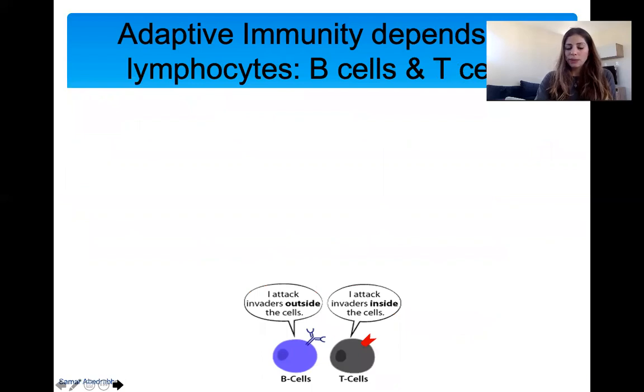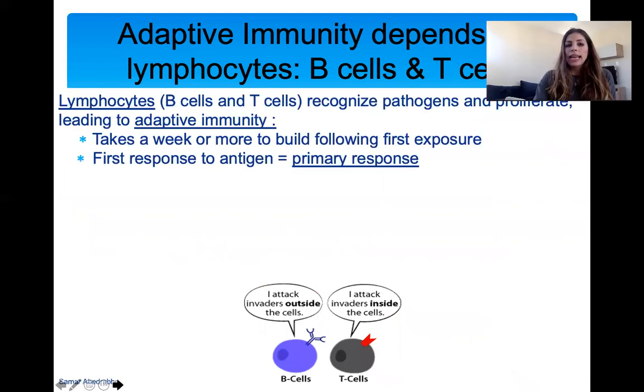Adaptive immunity, the specific white blood cells that it deals with are lymphocytes. And these lymphocytes, remember, there's B lymphocytes and T lymphocytes. Now, I want to tell everyone that B cells and B lymphocytes are the same thing. T cells and T lymphocytes are the same thing. And I'm going to use both terms throughout the lecture so that you become comfortable with me saying T cells or T lymphocytes. They're the same thing. And these are the specific white blood cells that recognize pathogens and promote adaptive immunity.